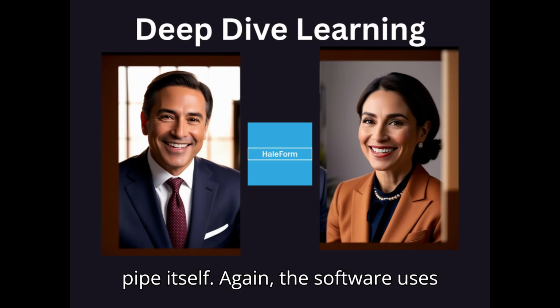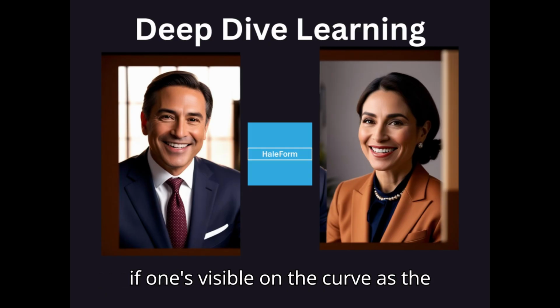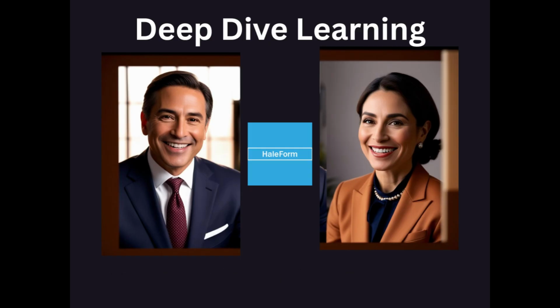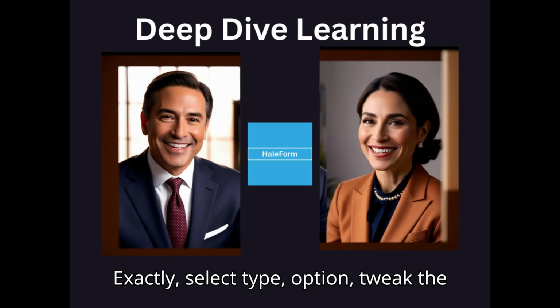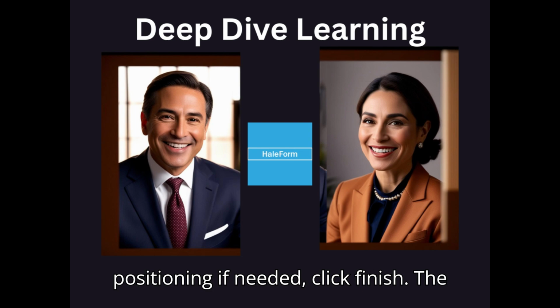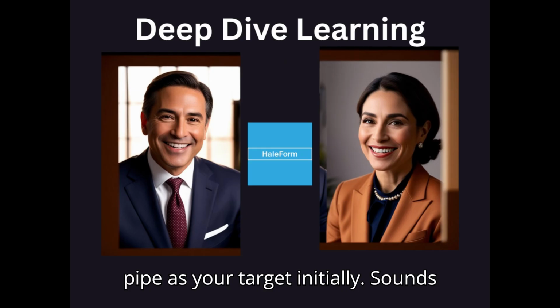Again, the software uses your click point or maybe a divisor point if one's visible on the curve as the insertion location. And then same steps? Choose type, option, adjust position. Exactly. Select type, option, tweak the positioning if needed, click finish. The main thing is just selecting the curved pipe as your target initially.